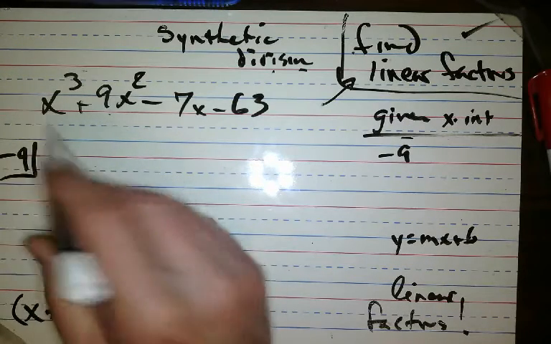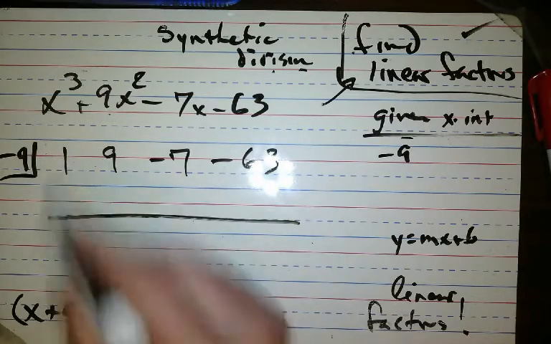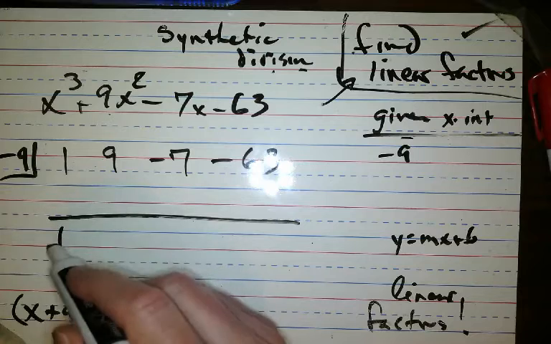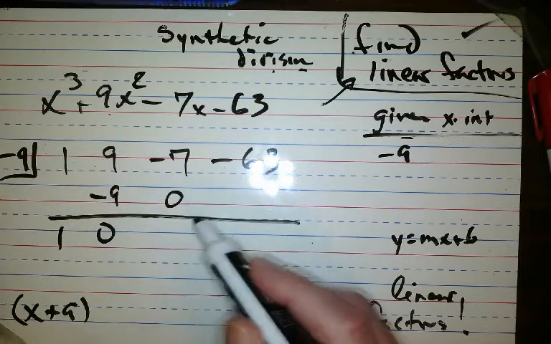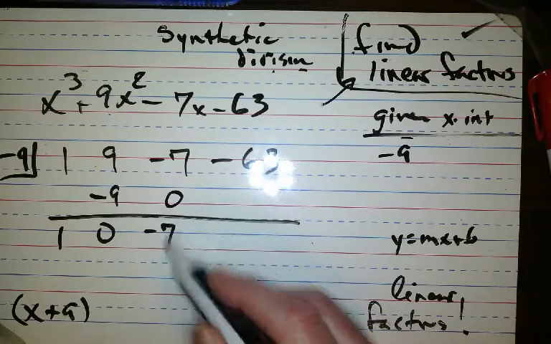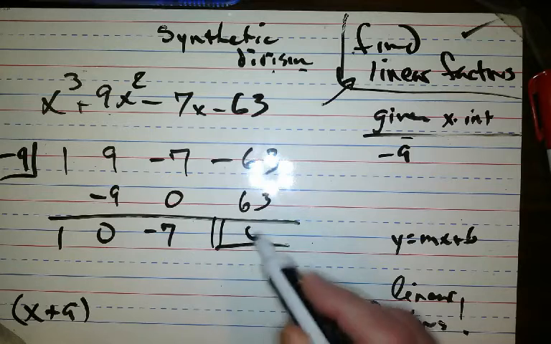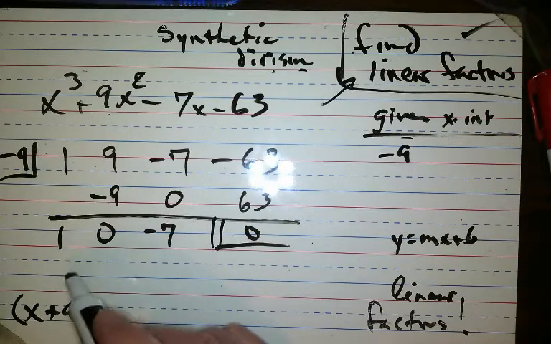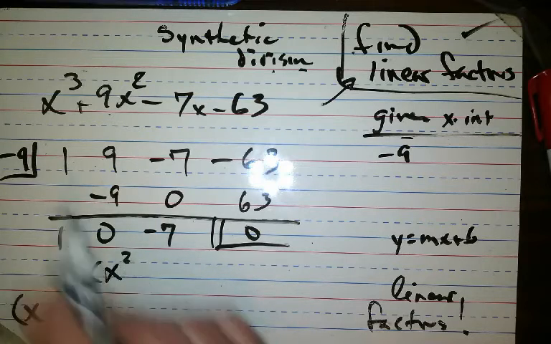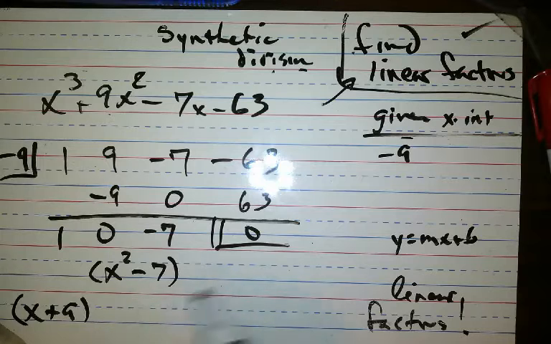So here's 1, there's 9, there's -7, there's -63. First one drops down. Then I multiply. Then I add. 0 times anything is 0. Now I'm adding, so that's -7. That times that's +63. Lo and behold, it has to be a 0 because it's an x-intercept. So what do I have here? This is x squared. Remember, it's 1 less than this. If this is 3, that's 1. X squared minus 7. So that is quadratic.